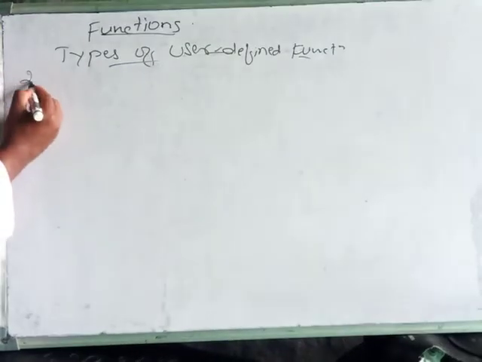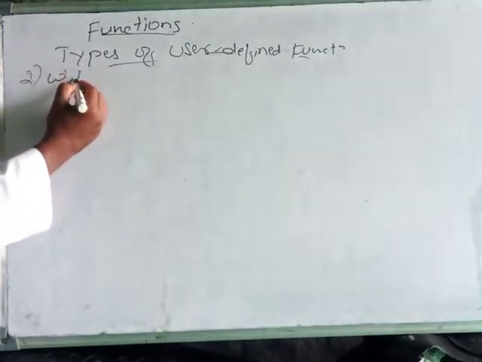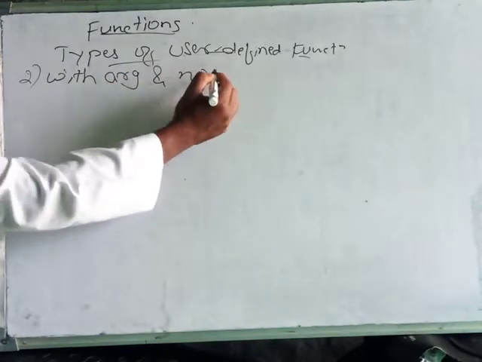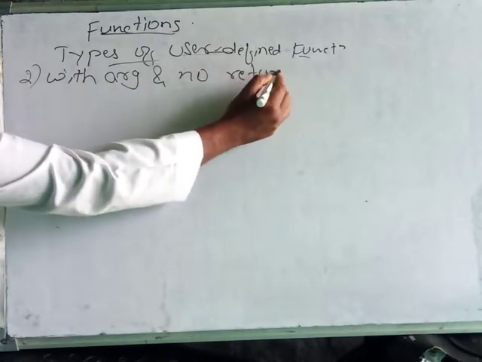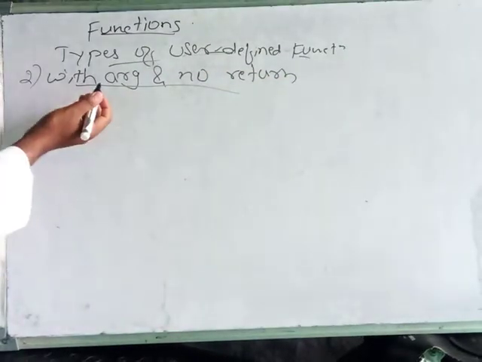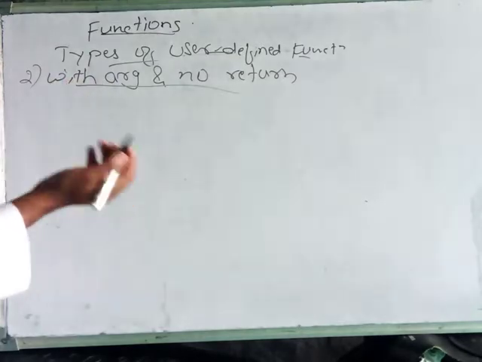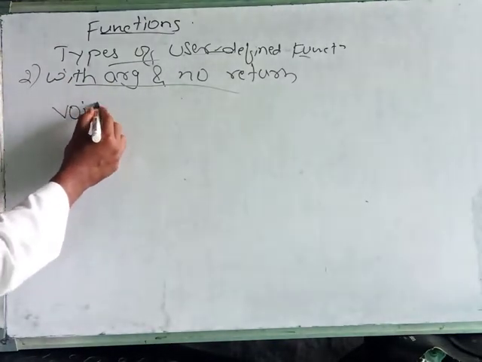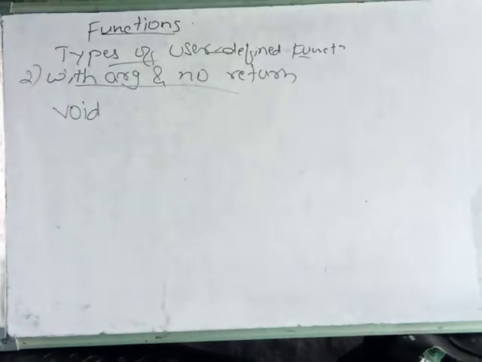Second one, with arguments and no return type. We will take one example. Here we are passing some arguments, but there is no return value. No return value means we are returning void. Void means here it is not returning any value.